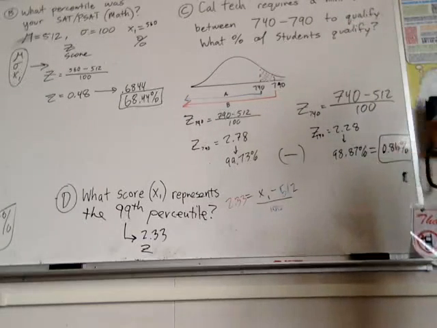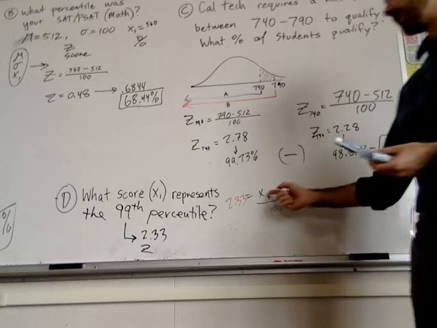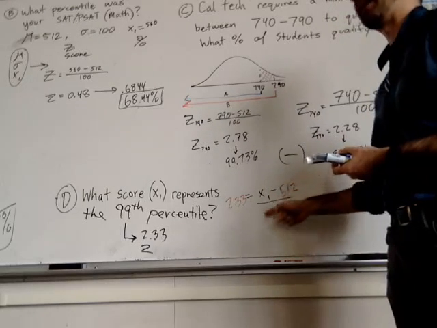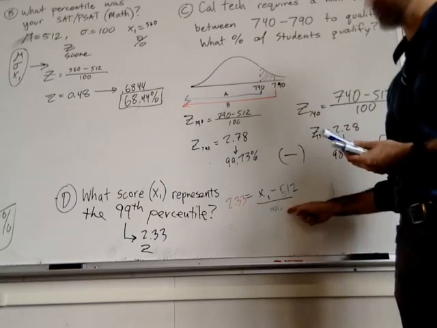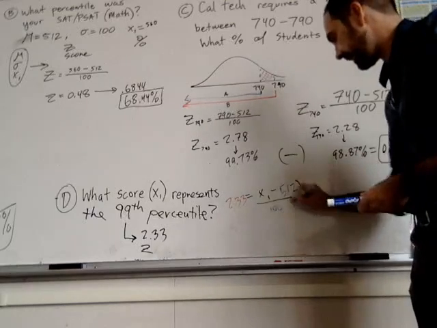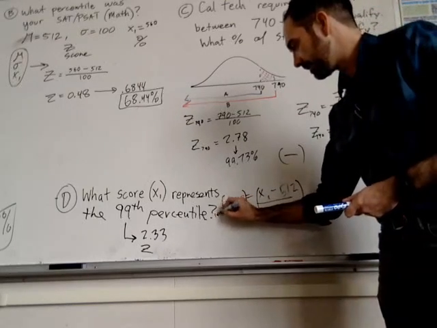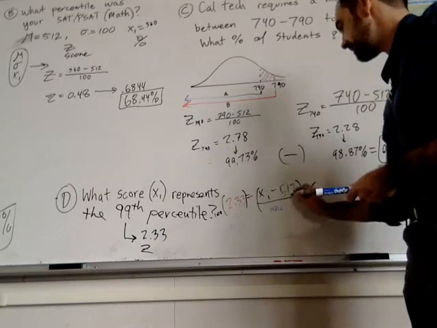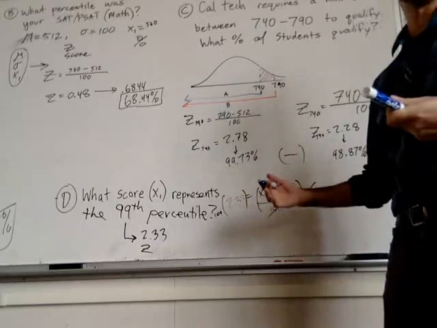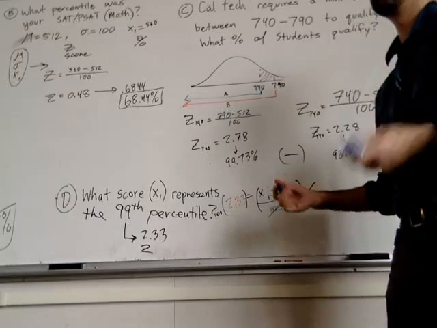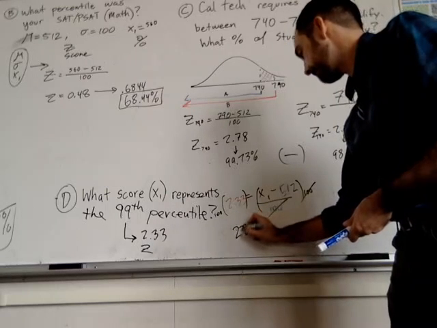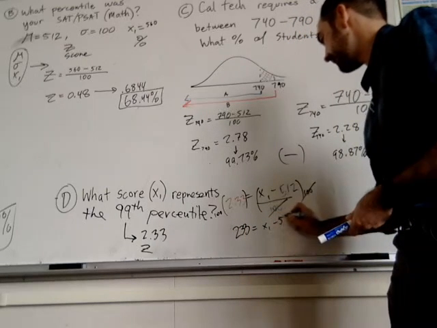You have this problem right here. I want to know what x sub 1 is. It's x sub 1 minus 512 divided by 100. So what should I do first? Let's get rid of that 100 by multiplying both sides by 100. See where I'm going? 2.33 times 100 is 233. Just like 2 times 100 would be 200, the decimal just moves. 233 is equal to x sub 1 minus 512.